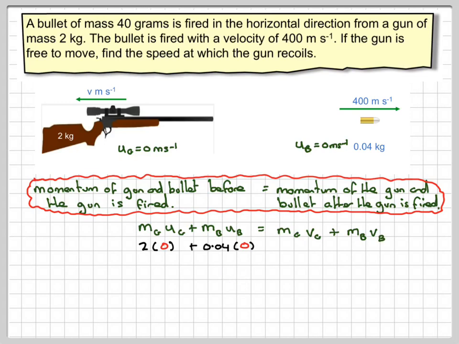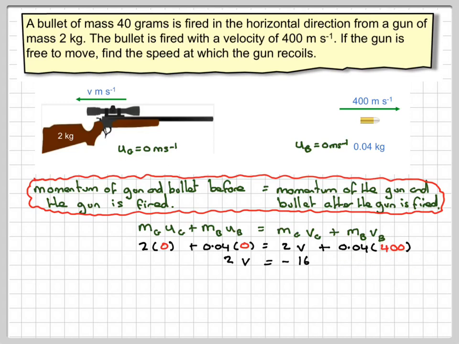0.04, changing 40 grams into kilograms, must be equal to 2 times V, where V is the recoil of the gun, plus 0.04 times 400, which is the final velocity of the bullet. Right, this side will come to 0, and then we're going to have 2V equal to minus 16, since 0.04 times 400 is 16.